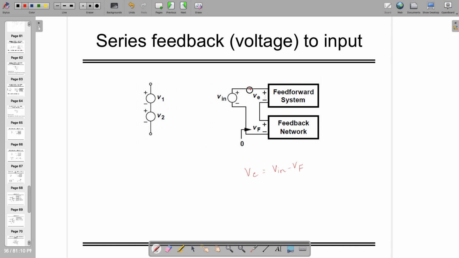If you look from this point to this point, it's a V in, but here there are two voltage sources in series and having the same polarity like this one. So this becomes VE and this becomes VF. At the same time, this point is called V in also. So V in is equal to VE plus VF. That is going to give us VE equal to V in minus VF. In this case, the voltage has been summed up by the fact that they are in series topology.